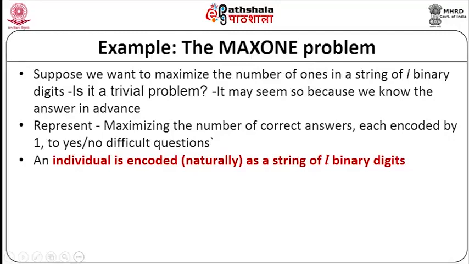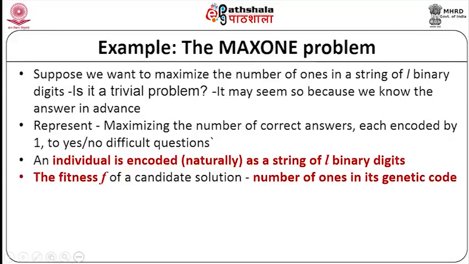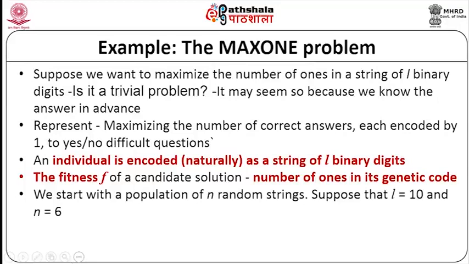Please remember, this is not a trivial problem if you map it to some other real world problem where you have answers to yes no questions, difficult questions maybe. So, an individual is encoded naturally as a string of binary digits, in this case L binary digits, and the fitness f of a candidate solution is the number of ones in the genetic code. That is how we are defining the fitness function.